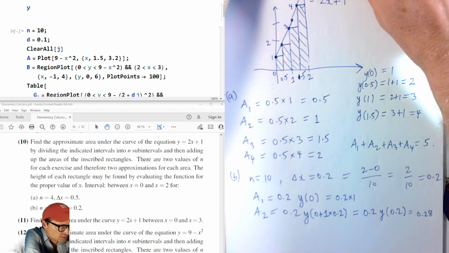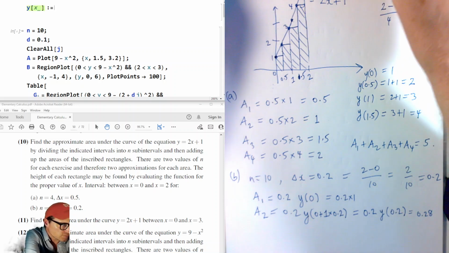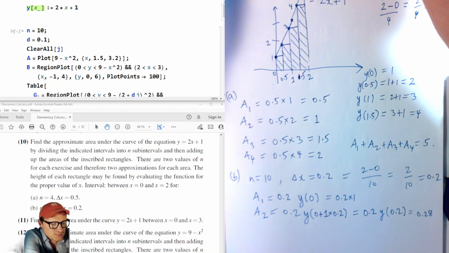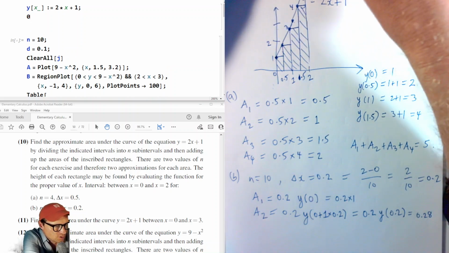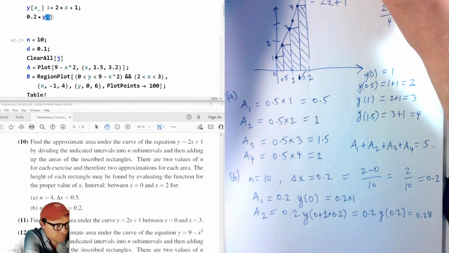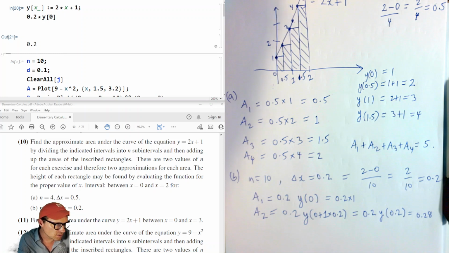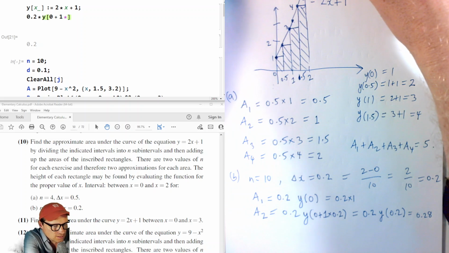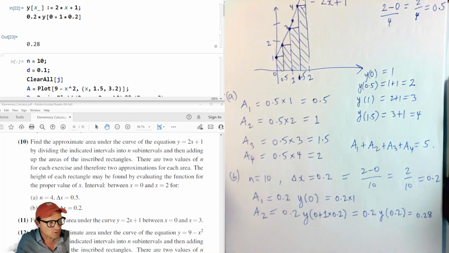First, I'll build a function, y as a function of x, just to make this more convenient. What is that function? It's just 2 times x plus 1. Simple. Now I want to evaluate 0.2 times y of 0, just to confirm that I should get 0.2 for that. Yes, I get 0.2. Now we put in 0 plus 1 times 0.2. I get 0.28. That agrees with my hand calculation.